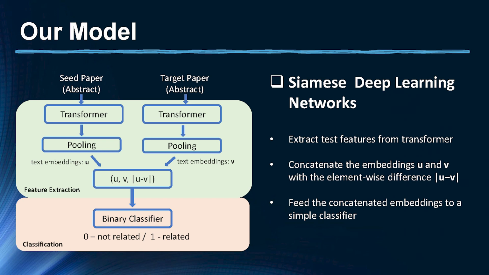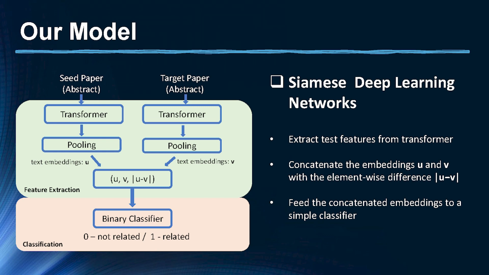Okay, now I'm going to introduce our model. So we decided to use Siamese deep learning networks. We trained two identical pre-trained models and then applied average pooling to get the text embeddings. Then we concatenate these two embeddings and their difference together and feed them into a binary classifier. So our model will predict whether these two papers are related or not. So this is how we trained our model.